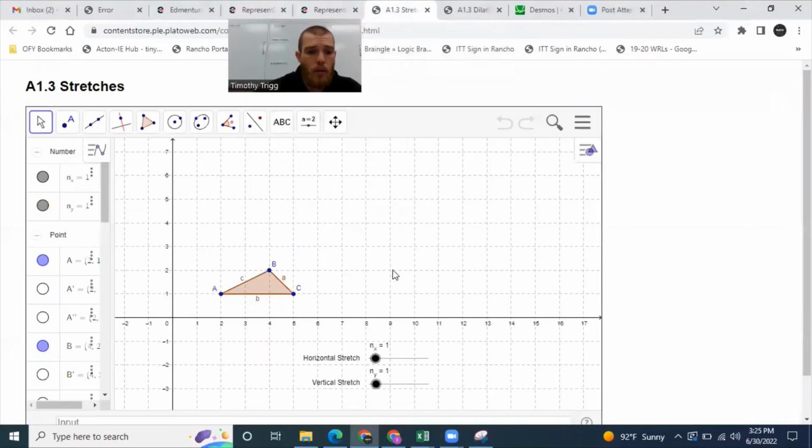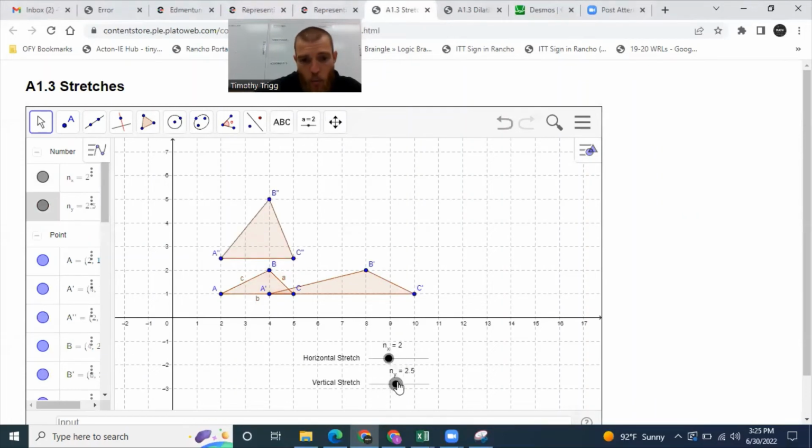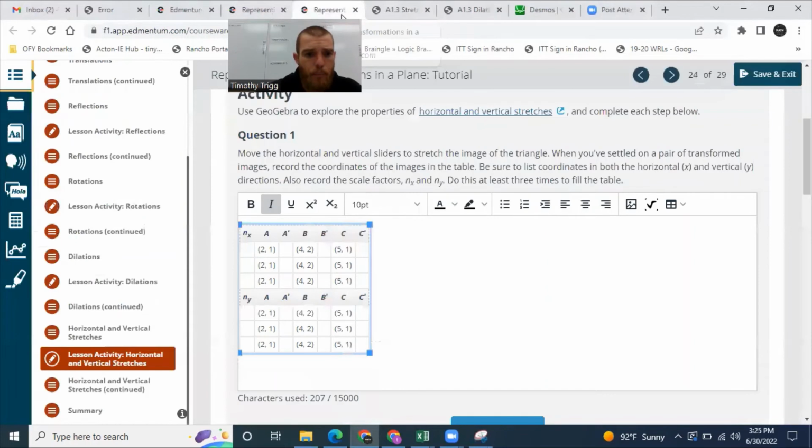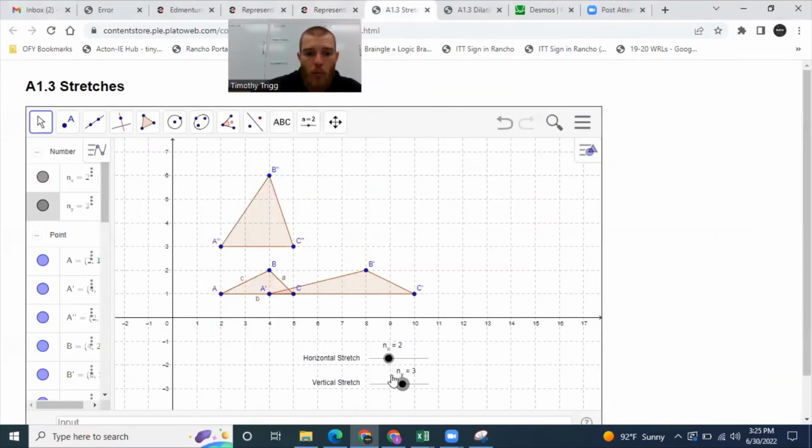So let's go ahead and make n sub x. Here we're stretching it horizontally. Let's go by a factor of 2 here. And n sub y we'll do by a factor of 3 here. Okay, so let's see. We want 3 different n sub x's. So let's do an n sub x of 2. Let's just focus on n sub x for now, so I'm not going to worry about n sub y. Leave this at 1 for now.